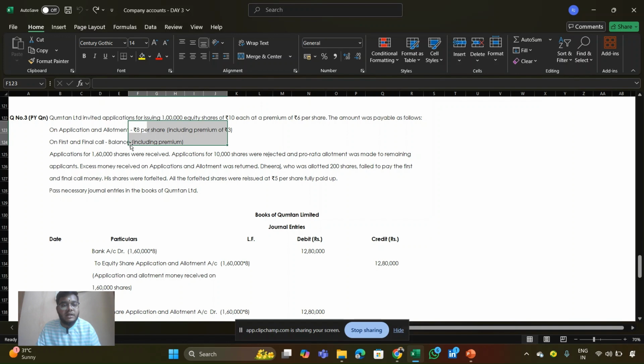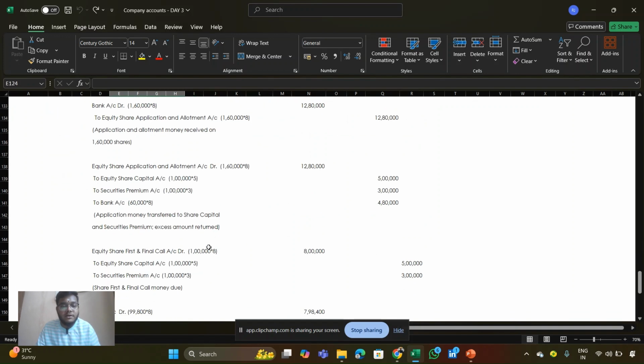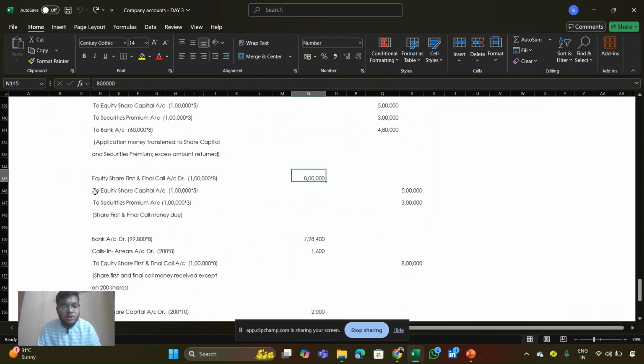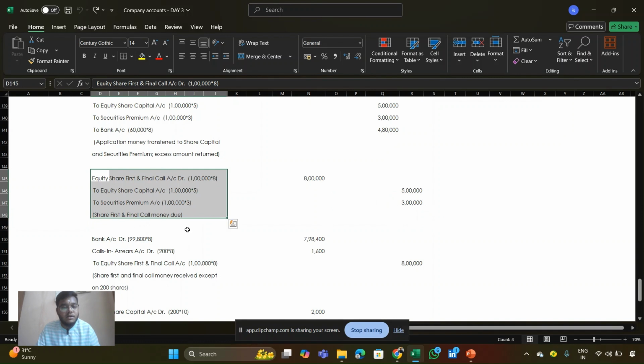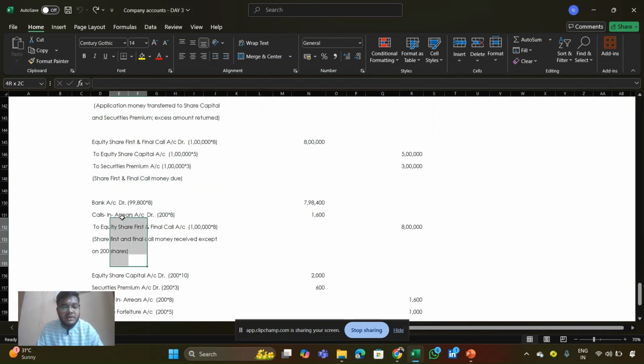So here 8, and the balance here including premium will be 8. So 8 lakh. To share capital will transfer only 5 and the balance securities premium 3. Okay, it's a due amount, done. Next, you come to receive.